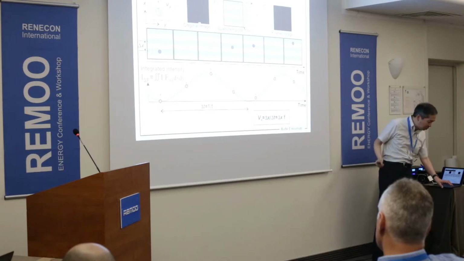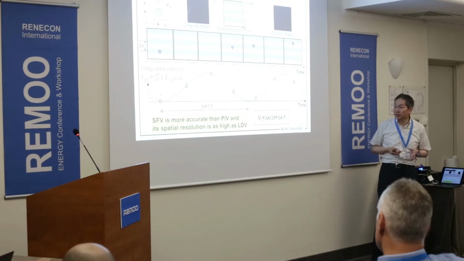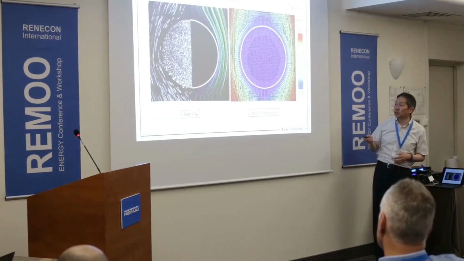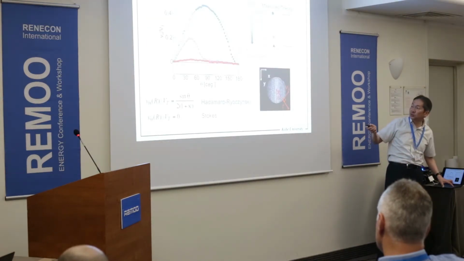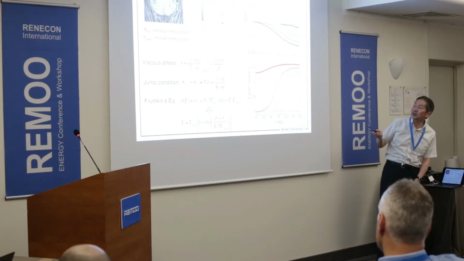Then we can measure the liquid velocity field very accurately. And accuracy is much higher than PIV. And also the spatial resolution is as high as LDV. So in this case, the interface is mobile. And once we obtain a very nice velocity distribution in the vicinity of the interface, then we can evaluate the viscous shear stress inside and outside of the interface. Then the difference between these two terms gives you the Marangoni term here.